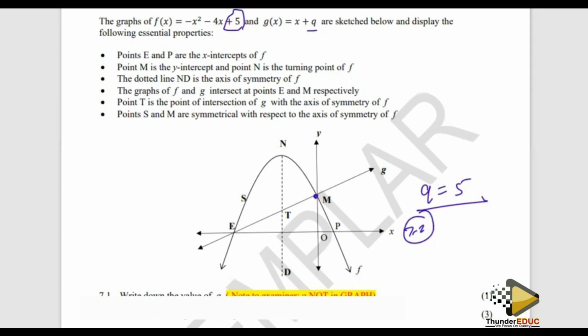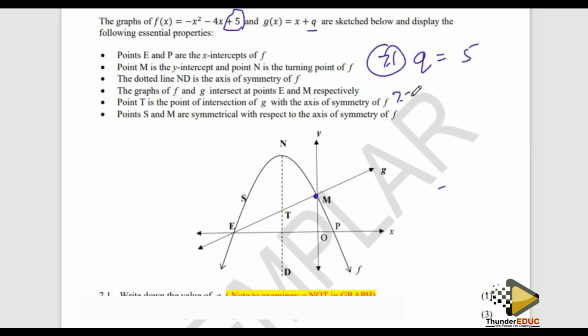Then 7.2. Let me just jot it up today so that I can have some space. So we say Q is going to be a 5. Then 7.2, calculate the length of EP. Where's EP? E is there, and then P is there. So the question is indirectly asking us to determine the coordinates of P and E.